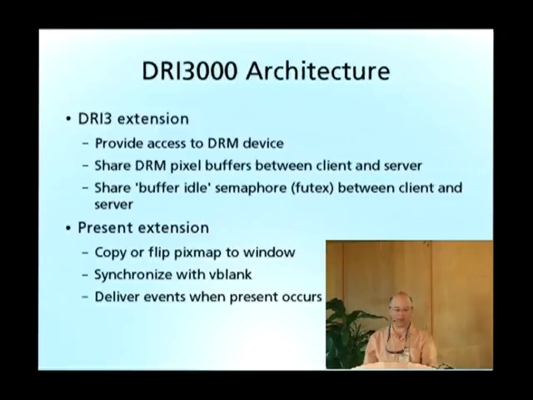Then there's also the sharing of these DRM pixel buffers, these video driver allocated pixel buffers between your direct rendering client and the server. And the other thing that I added, and I'm not sure I need this, but it was fun to implement and maybe it will be useful. I'm certainly using it right now. I don't know if it's the right semantics. Was to be able to share a futex between the X server and the application so that when the X server was done using a buffer, it could signal this futex semaphore and the client could wait for that.